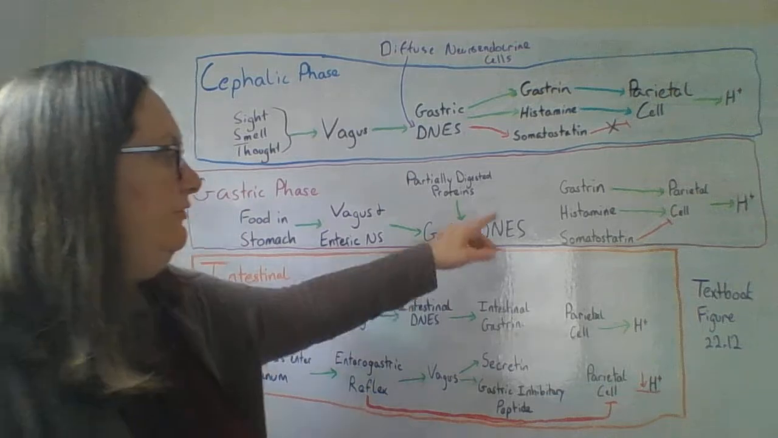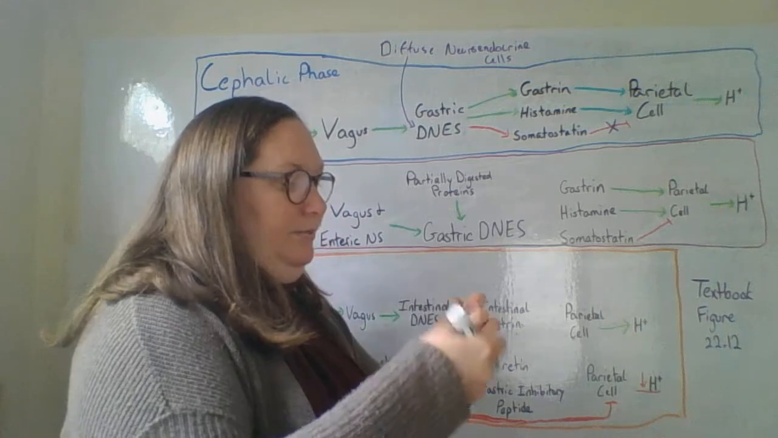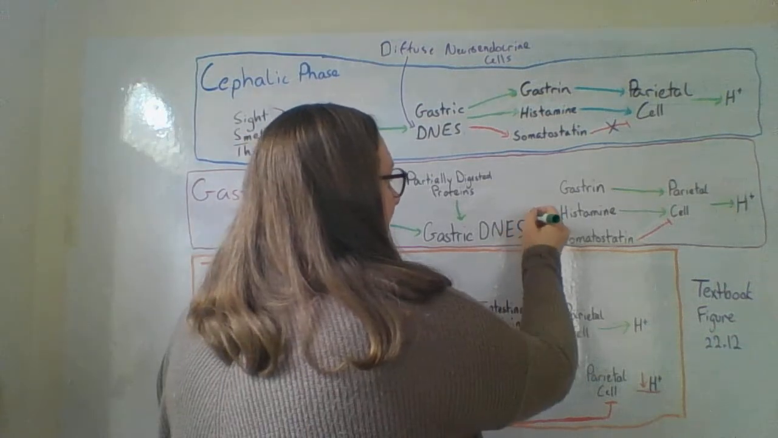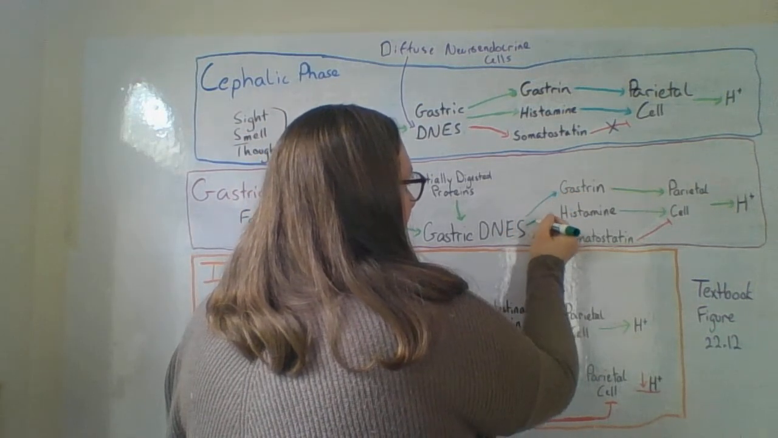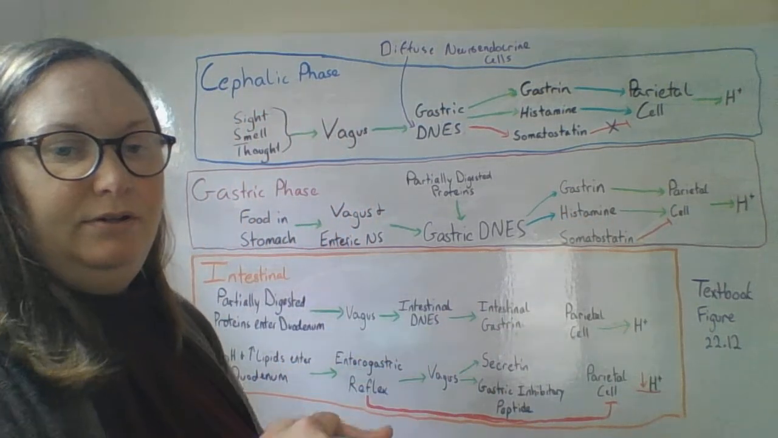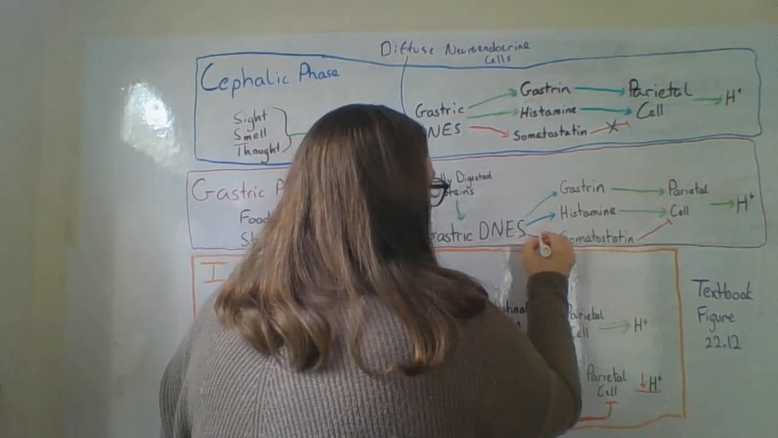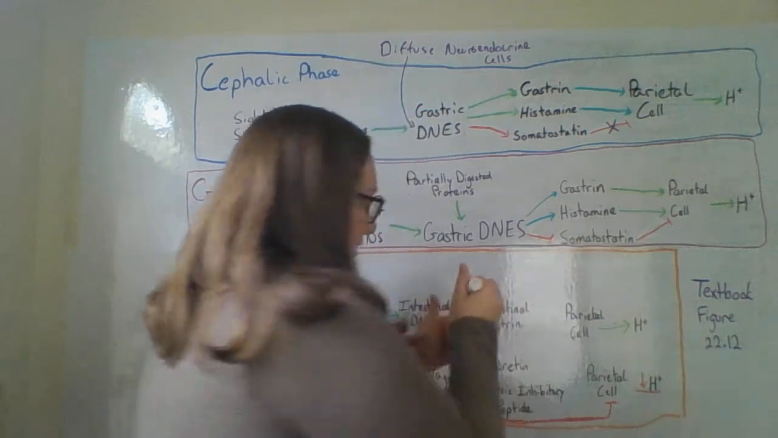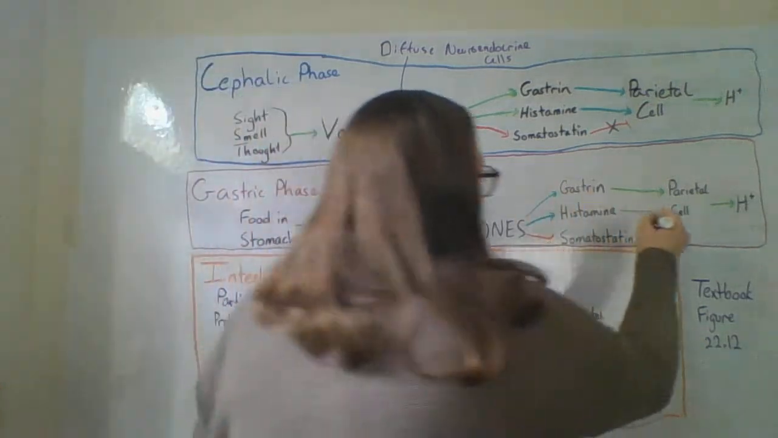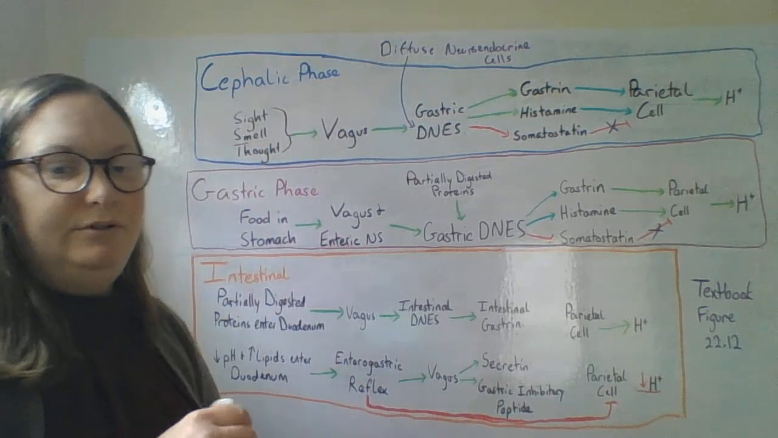All right, we have gastrin, histamine, somatostatin. So do we want to activate or inhibit gastrin? We want to activate it, right? Because we want more. Same thing with histamine. We want more hydrogen ions. And we want to inhibit somatostatin, because somatostatin is the inhibitor. So we will now turn off that inhibition. We inhibit the inhibitor.